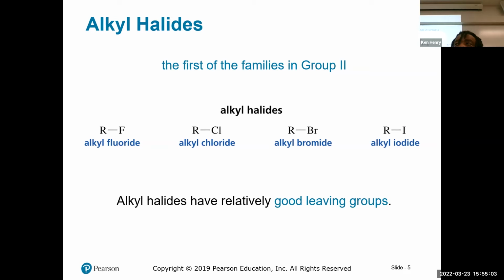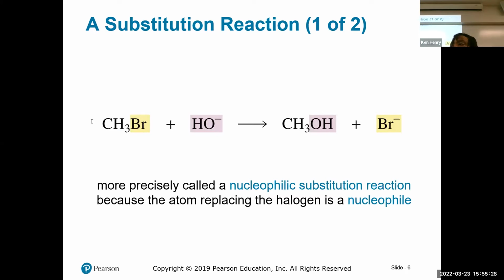Okay, so the first group that we're going to be talking about is the alkyl halides. Alkyl halides are basically a relatively good leaving group, right? So in the case of the substitution reaction, here we have methyl bromide, and we're going to be substituting with a hydroxy. In this case, we get a complete substitution where we just end up with methanol, and we end up with the bromine ion, or the bromide ion.